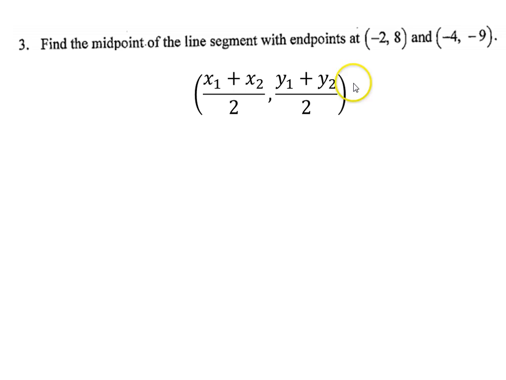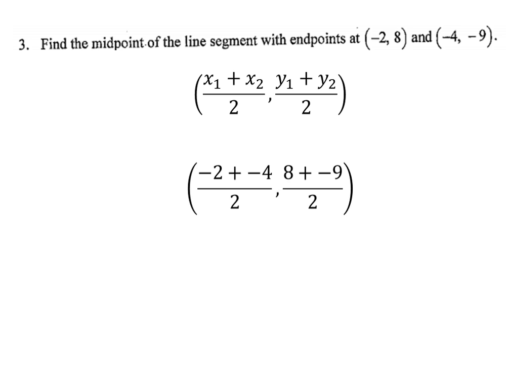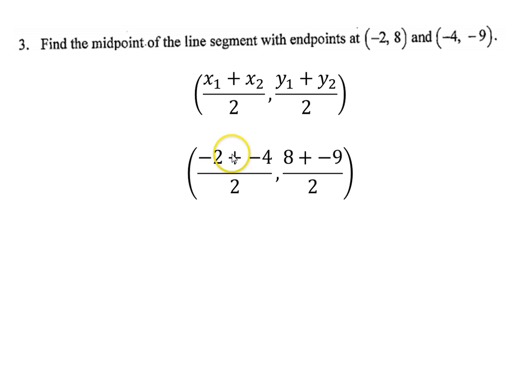And I'm given these coordinates. I'm given an x and I'm given a y, and I'm given another x with another y. And they're right here. Here's an x and a y and an x and a y. So I'm going to take the x values, add them, and divide them by 2. -2 plus -4 divided by 2, and then 8 plus -9 divided by 2.